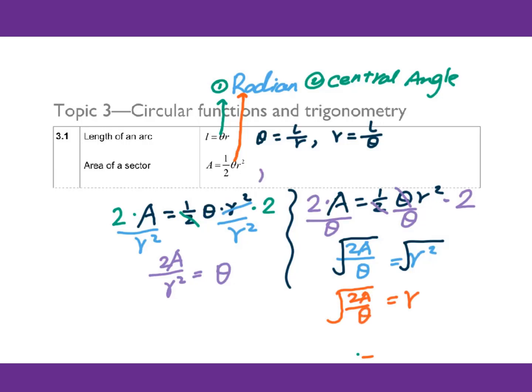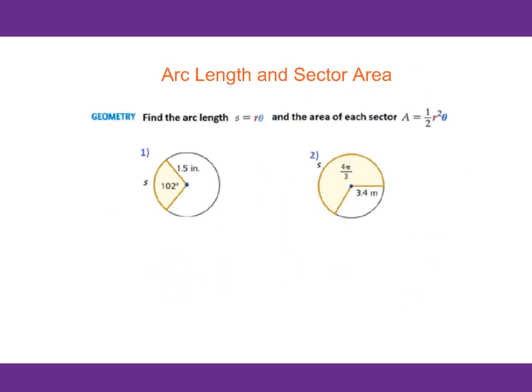Now we write down these two formulas. Theta equals 2A over R squared. And R equals the square root of 2A over theta. Now let's go to some examples. Find the arc length S and also the area of each sector A.